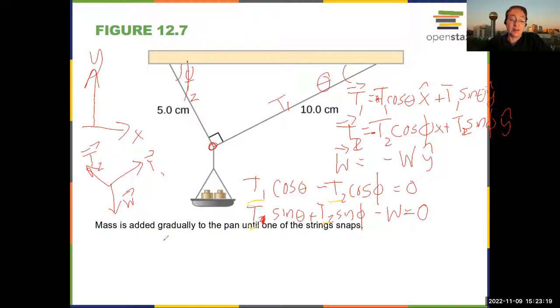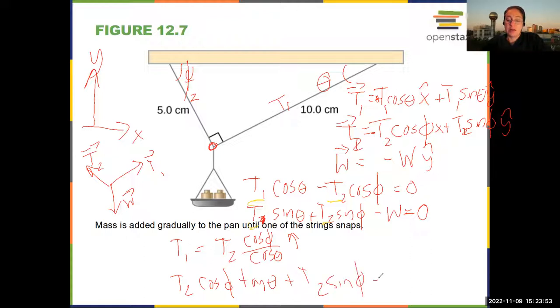All right. Then it becomes easy to say T1 equals T2 cosine phi over cosine theta. And then I can plug this back in for T1 and get T2 cosine phi tan theta plus T2 sine phi equals W. Messy. I can solve for the weight in terms of the tension 2. And then I can turn it back around and plug that in to get tension 1. So that's the basic procedure.